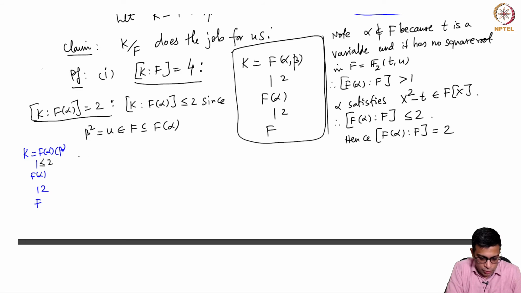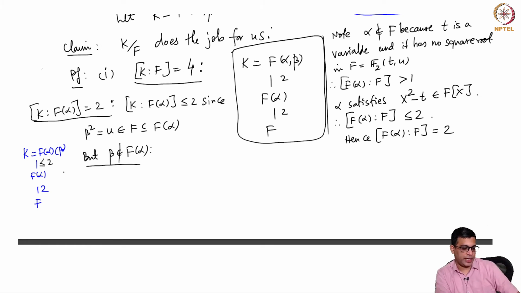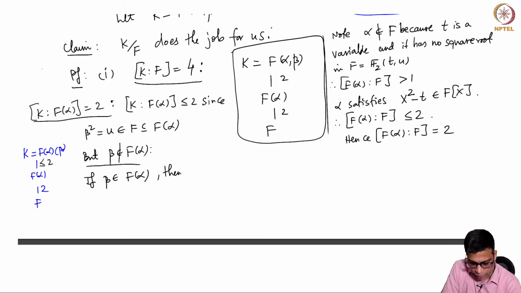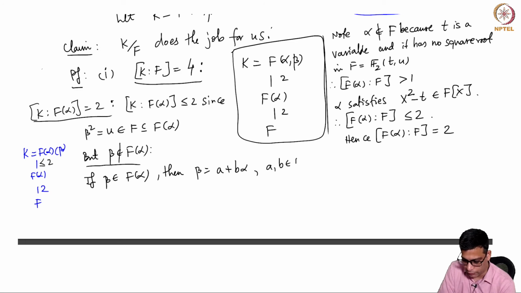So we now claim beta is not in F(alpha). Then K and F(alpha) will be distinct fields, and hence it will be 2. So why is beta not in F(alpha)? Suppose beta is in F(alpha). Because F(alpha) is a degree 2 extension, beta can be written as some a plus b alpha, where a and b are in F.